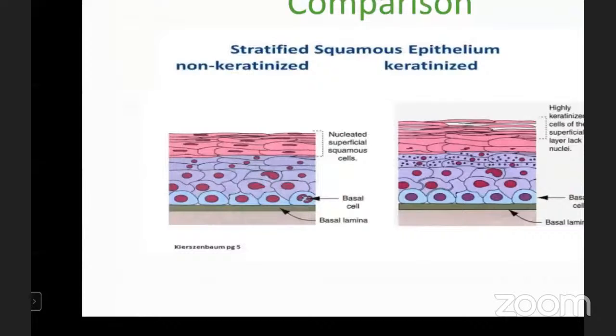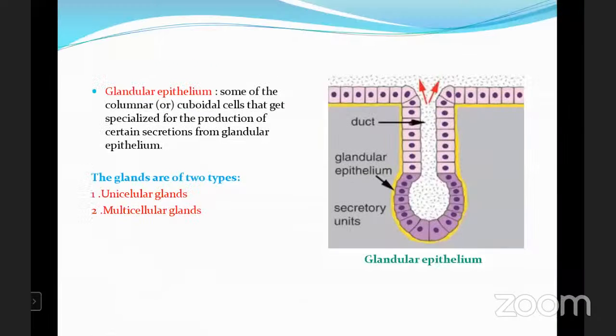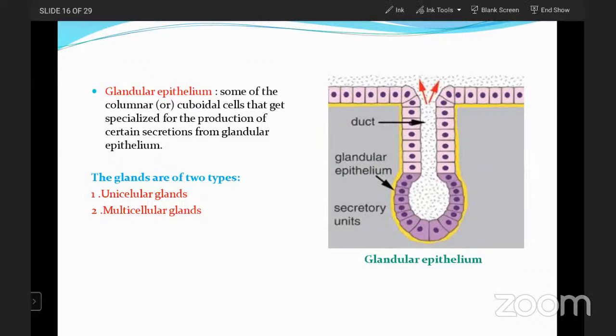Now the next one is the glandular epithelium. The term itself, gland, indicates secretion. A portion which is able to secrete something is known as a glandular epithelium. Here in this picture, you are able to see a duct-like portion. Some of the columnar or cuboidal cells get specialized for the production of certain secretions from glandular epithelium.